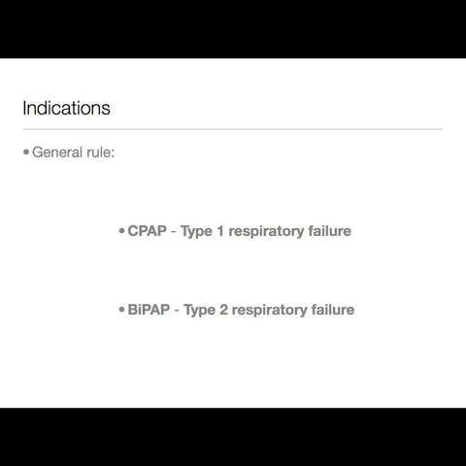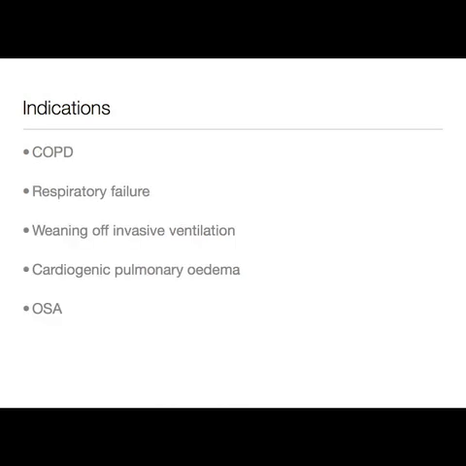So a general rule for the use of non-invasive ventilation. If a patient is in type 1 respiratory failure, consider the use of CPAP. If a patient is in type 2 respiratory failure, consider the use of BiPAP. The most common conditions that require NIV that you'll need to know about are COPD, respiratory failure, weaning off invasive ventilation, acute cardiogenic pulmonary edema, and obstructive sleep apnea. You're more likely to come across BiPAP being used in hospital.